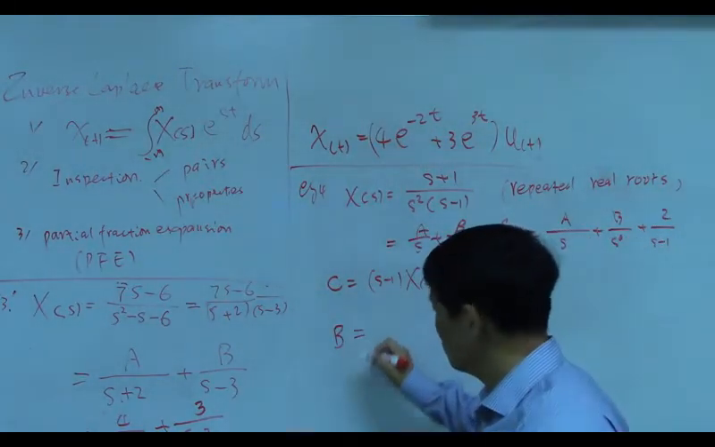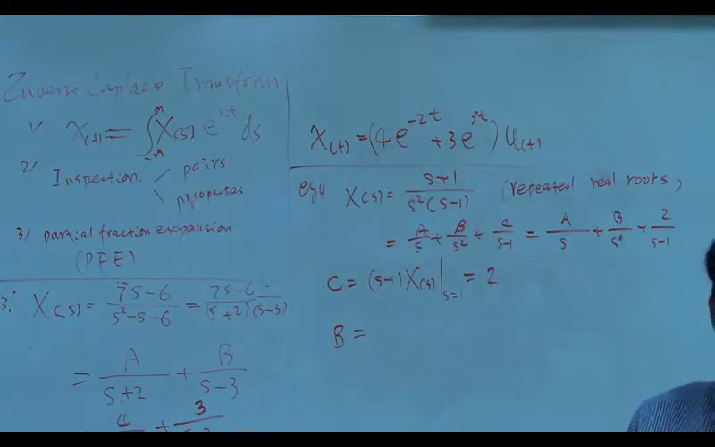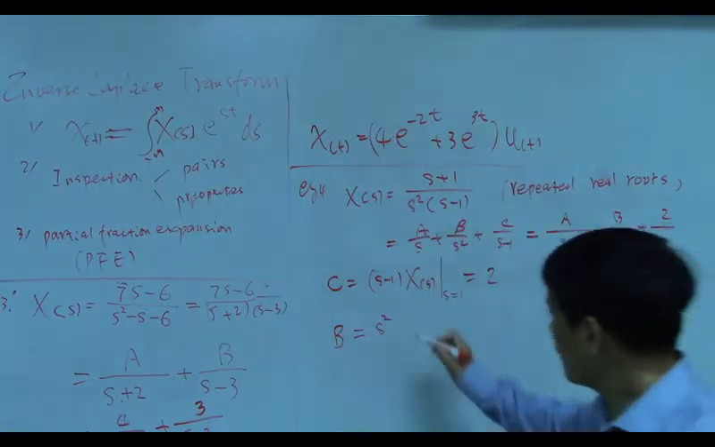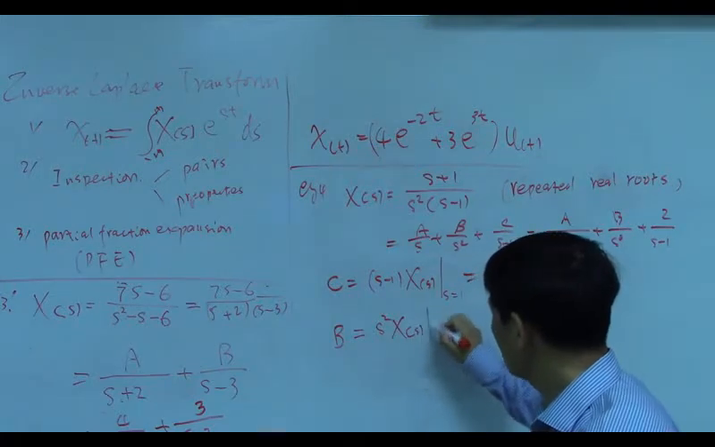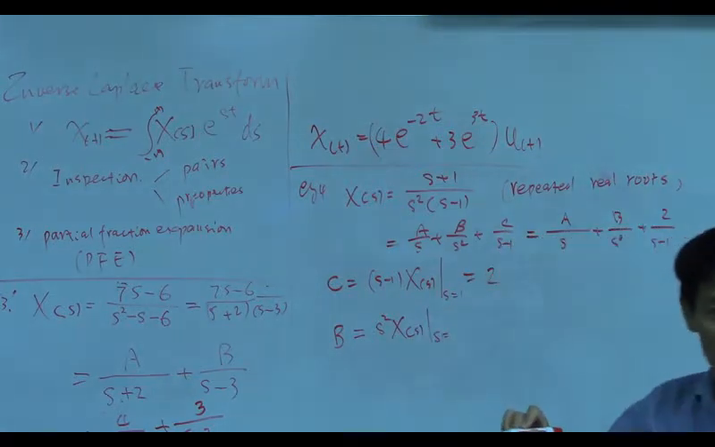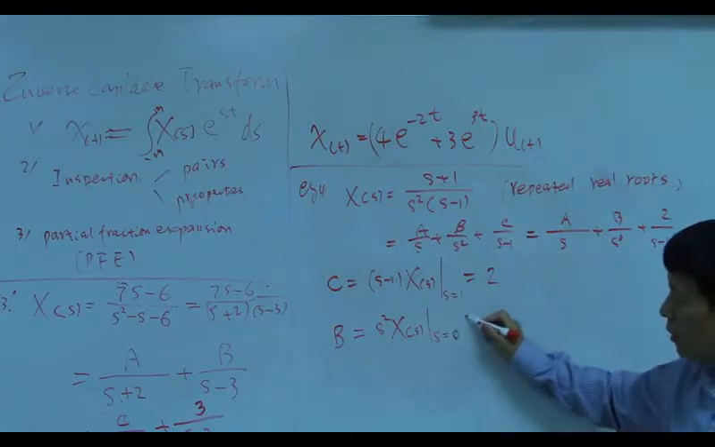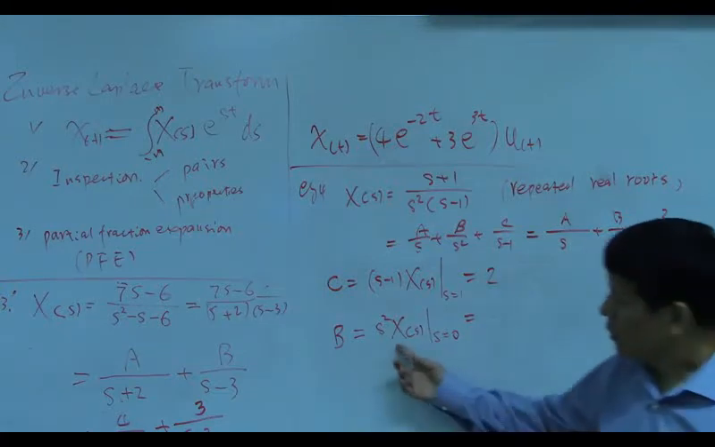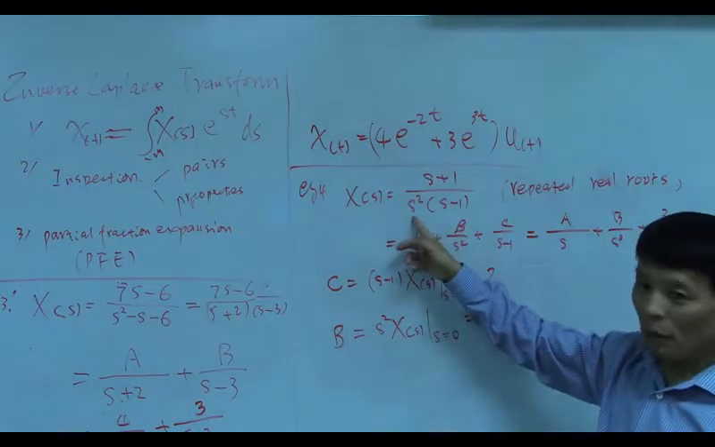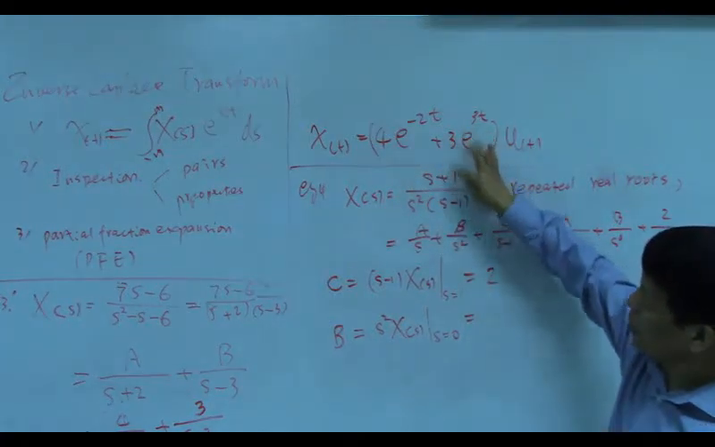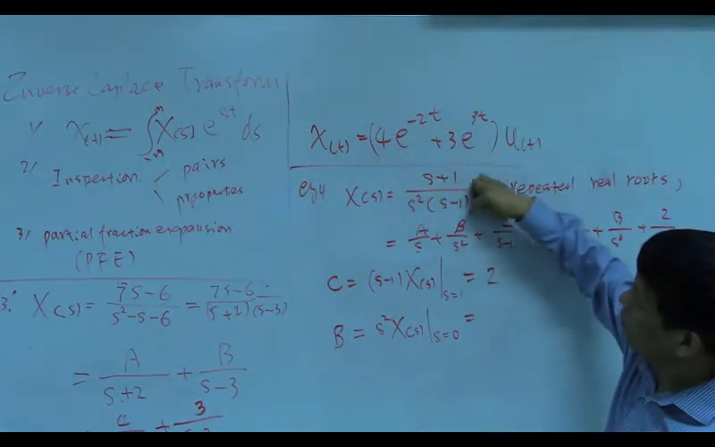B will be equal to, can we use the old method? Okay, yes. S squared times capital X, then make S equal to, make S equal to what? 0. So then what is this? This one is here, multiplied by S squared, so S squared is gone. So we have only these two terms, and make S equal 0.